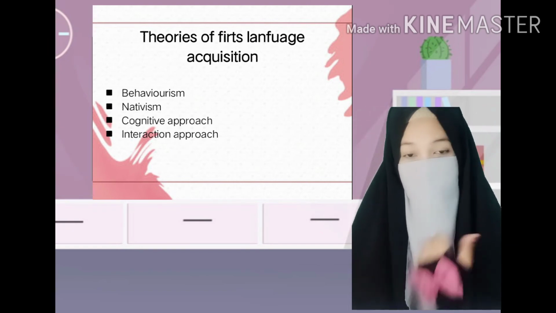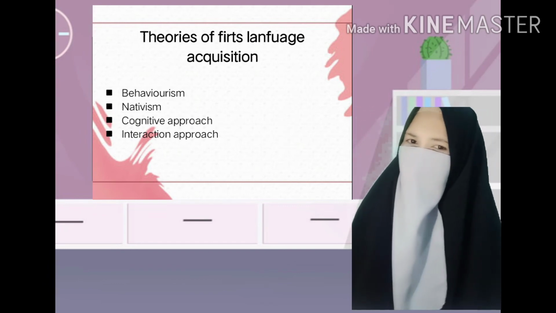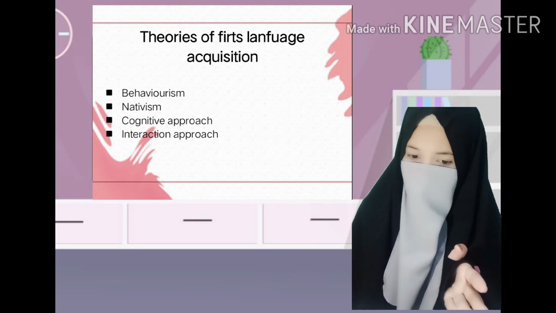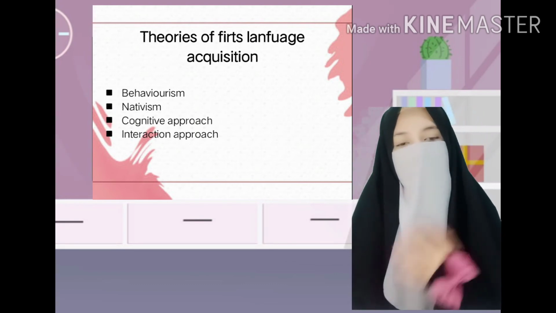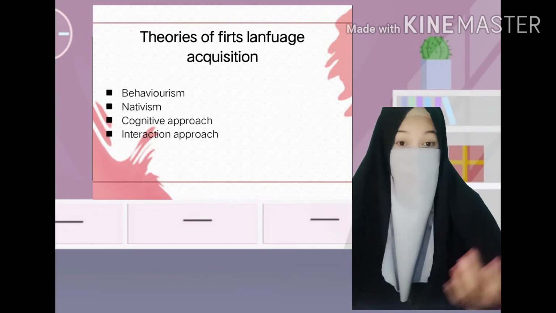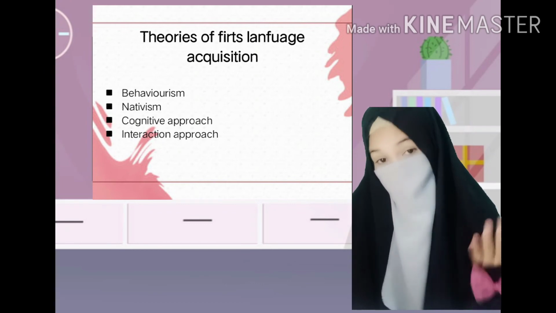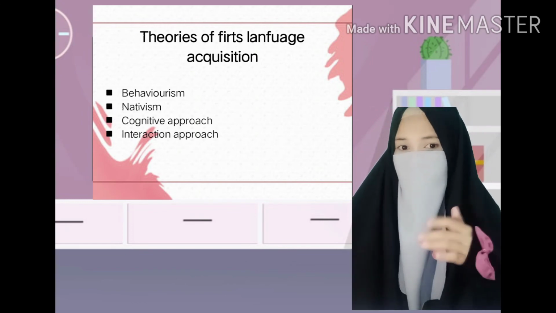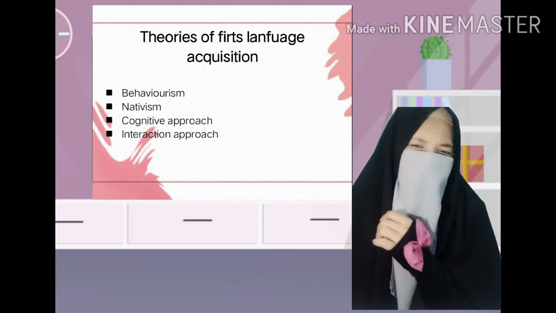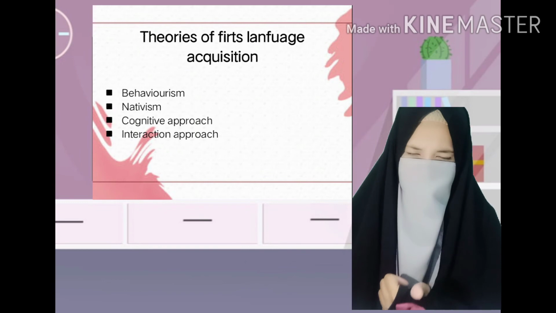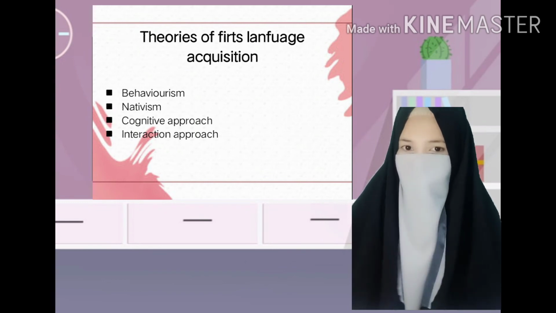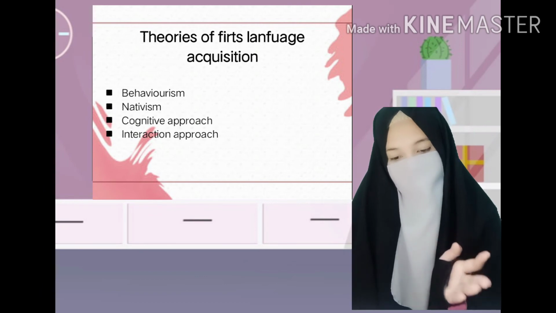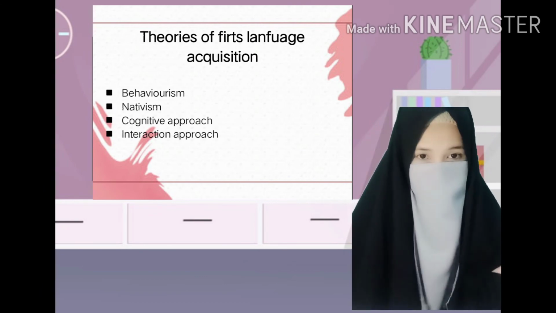And the next is the interactional approach. According to this theory, interactional theories are concerned with the interplay between environmental and biological factors in the process of acquiring language. According to Bruner in 1983, parents provide children a language acquisition support system, or LASS. LASS is a collection of steps that parents apply to facilitate their children's acquisition of language, such as scaffolding. And according to Vygotsky, language develops primarily from social interaction.